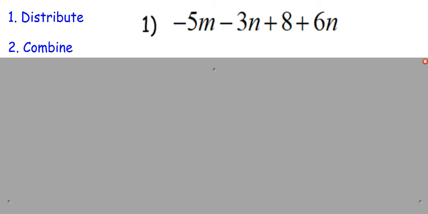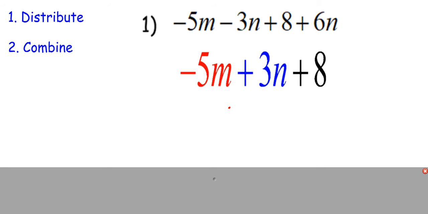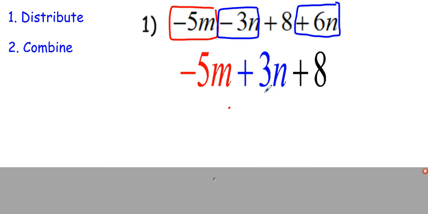Right, so when we combine like terms, we also might need to distribute. So let's get in the habit of looking to see if we can distribute first, and there's no parentheses. So now we're just going to combine like terms. We have m, n, and constants. So we have a -5m. And n's, we have a -3n and a +6n, which gives me a +3n. And our constant is a +8.